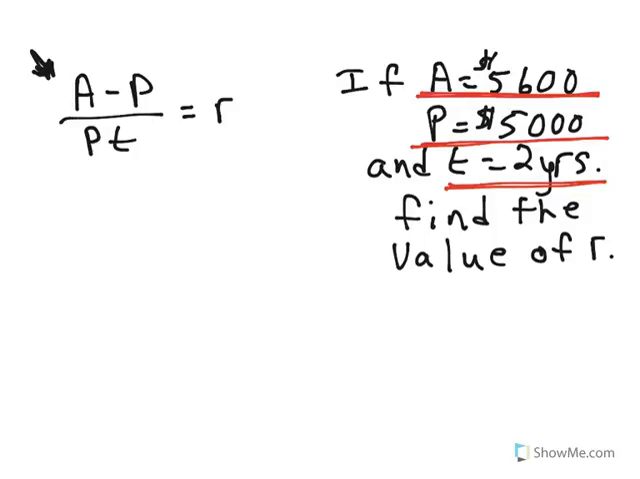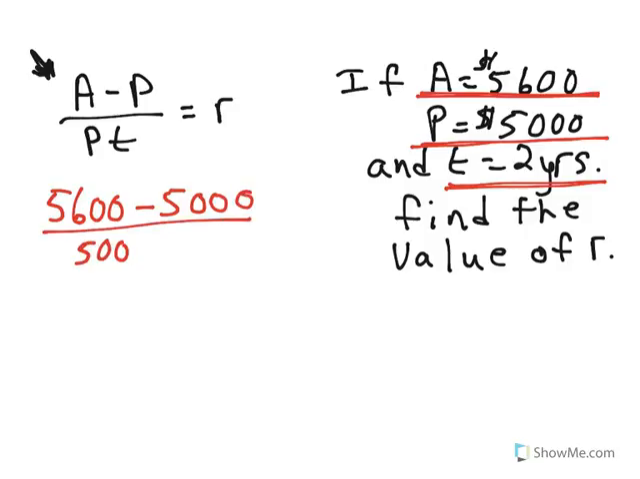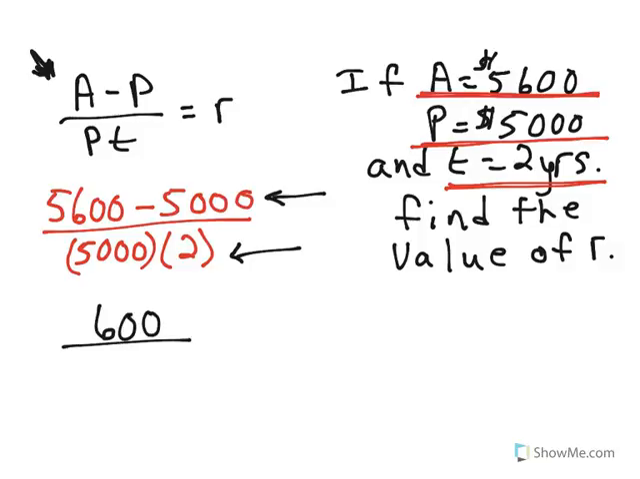So we're going to replace the A with $5,600 and replace both P's with $5,000 and replace the T with 2. We must do the subtraction in the numerator first and then the multiplication in the denominator. 5,600 minus 5,000 is $600. 5,000 times 2 is 10,000. And now finally we can do that division. 600 divided by 10,000 is 0.06. That is our rate, R.